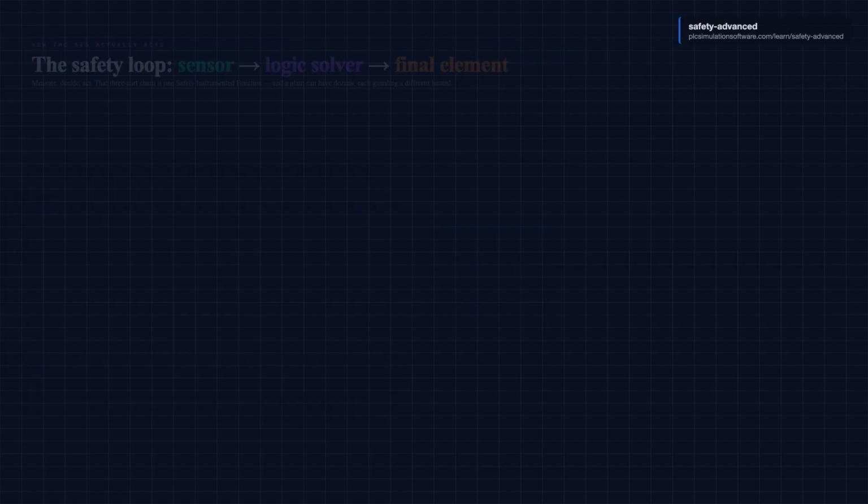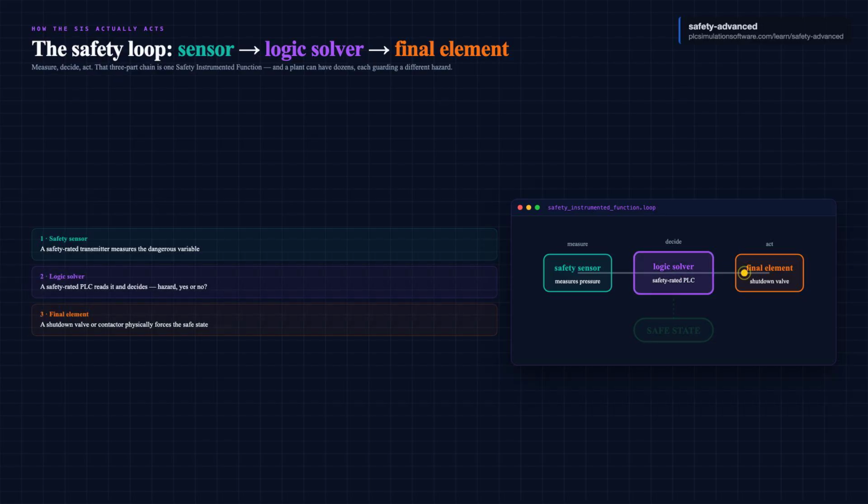Now, how does the SIS actually act? Through a safety loop. Every SIS function is built from three parts in a chain. First, the sensor. A safety-rated transmitter measures the dangerous variable, say, the pressure in that reactor. Second, the logic solver. This is a safety-rated PLC. It reads the sensor and decides, is this a hazard? Yes or no? If yes, it commands the action. Third, the final element. Usually a shutdown valve or a contactor that drops a motor. The final element is what physically makes the process safe.